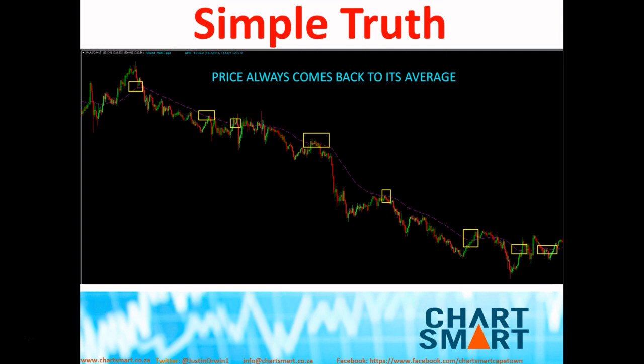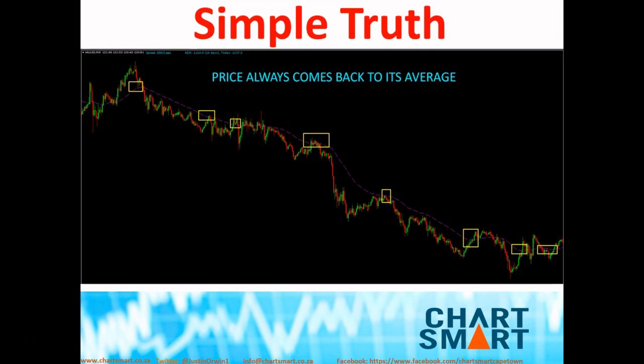In this particular image you're looking at now, it's a 50-period exponential moving average. It's on the 15-minute gold chart, and you can see although gold is trending down in this image, it pushes away from that 50-period moving average and it comes back to it. It pushes away and it returns. It pushes away, it returns.